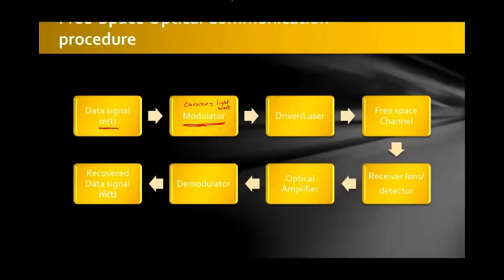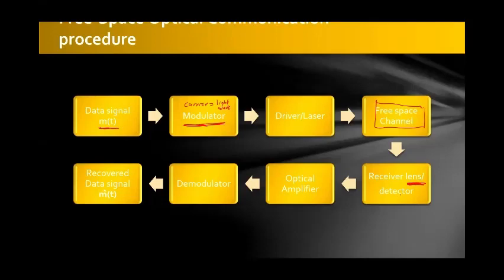Then it goes through the driver, which will process this modulated signal such that it's ready to be focused and sent by a laser through the free space channel, which is basically space. And if we are lucky enough that there are no obstacles such as clouds, it will reach the receiver, let's call it the receiver optical antenna, which is basically like a telescope that will receive this signal and uses a lens to focus the beam.